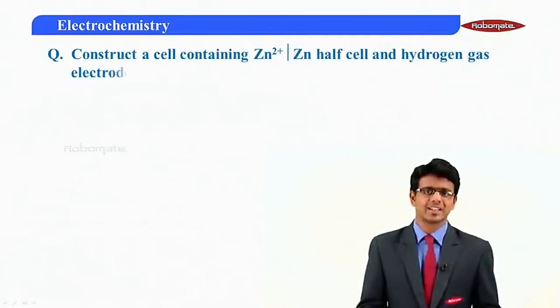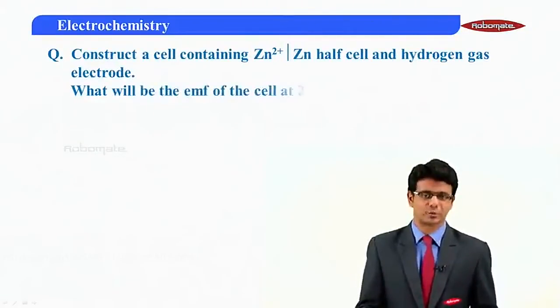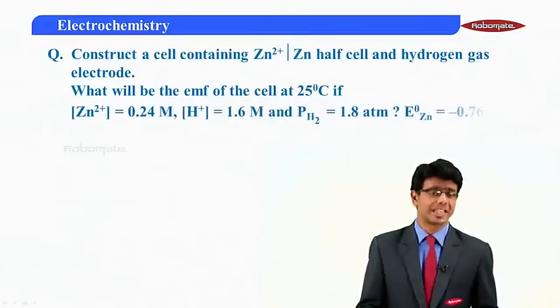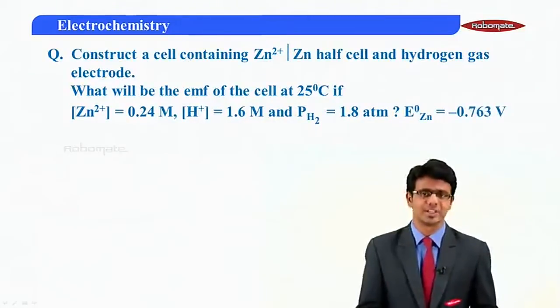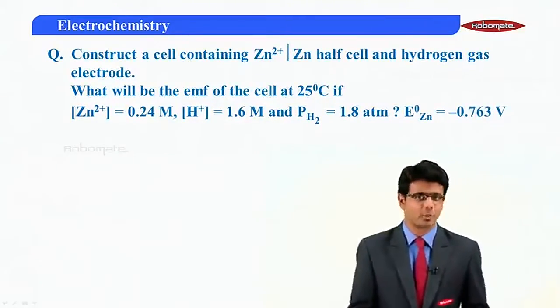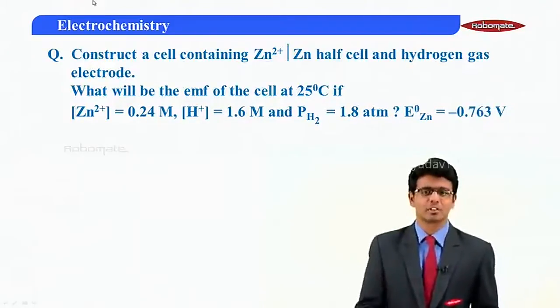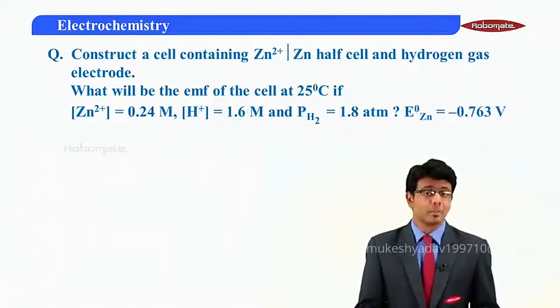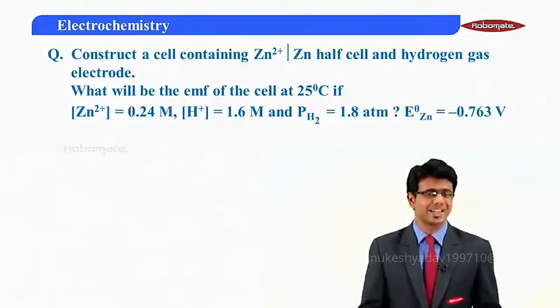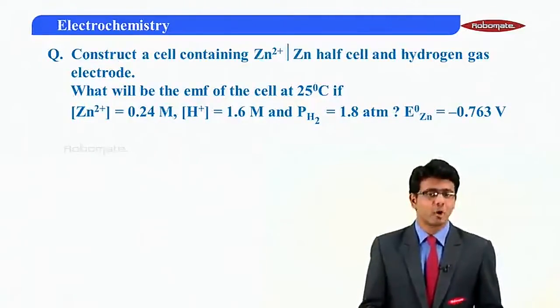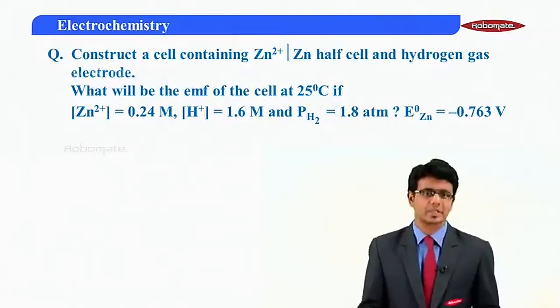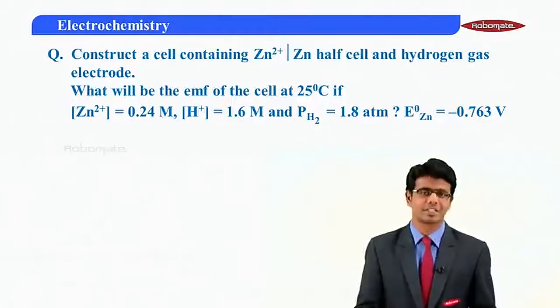Construct a cell containing zinc electrode and hydrogen gas electrode. What will be the EMF of the cell at 25 degrees Celsius if zinc ion concentration is given as 0.24 molar, H plus ion concentration as 1.6 molar, pressure of hydrogen gas as 1.8 atmospheric pressure, and we have also been given E naught Zn as minus 0.763 volts. That is, a reduction potential of zinc is given as minus 0.763 volts.